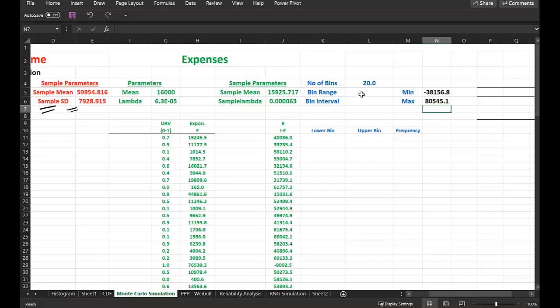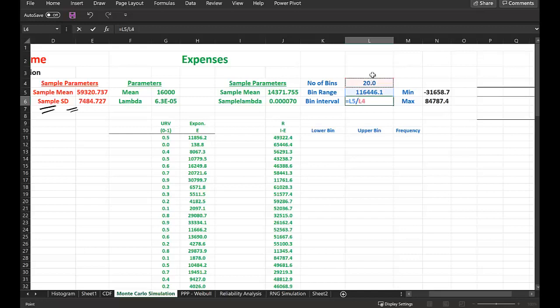So we can find the total range. That is maximum minus minimum value. So this gives me the range, and then we can find the bin interval. So range divided by number of bins. So this is the range, and this is divided by the number of bins. So this is the bin interval. So in each bin, the interval size is this.